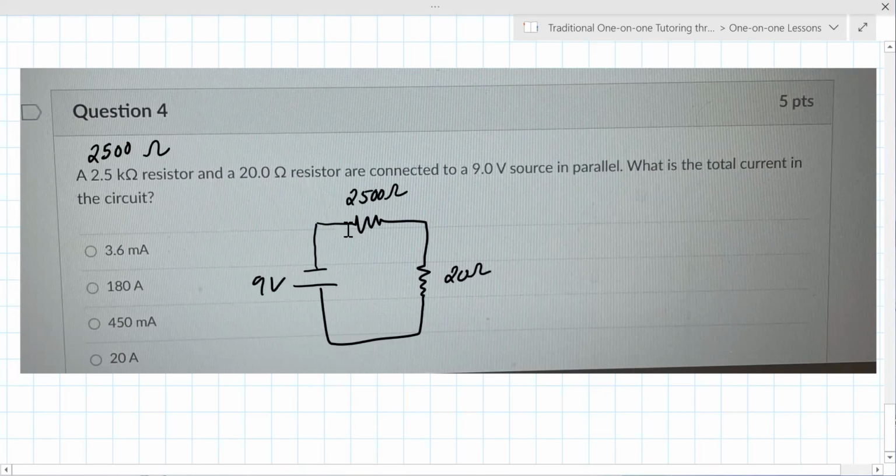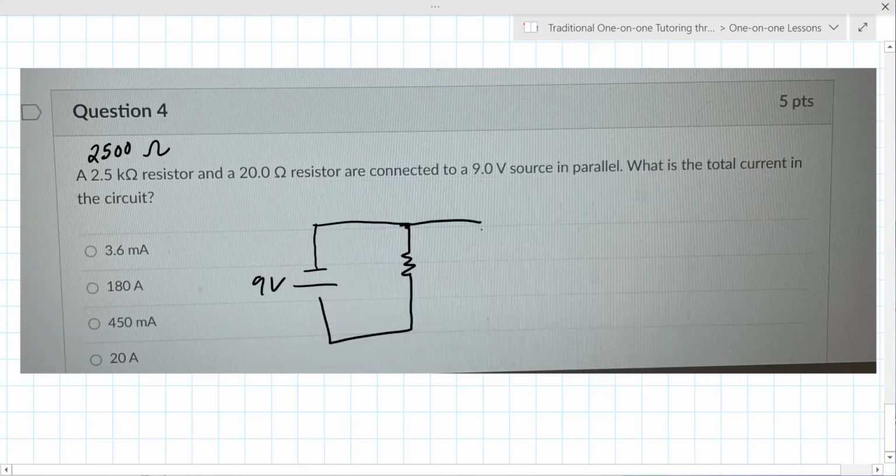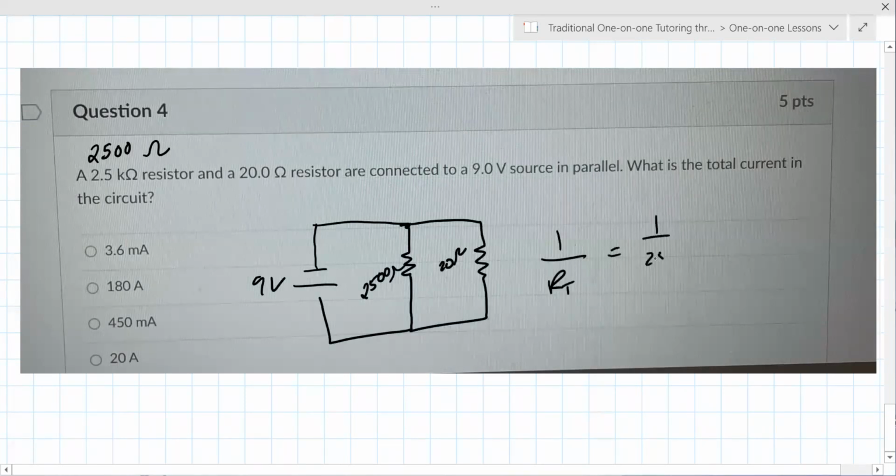Oh, they're in parallel. Sorry. So this is the wrong picture. Got to get the right picture. So there's that one. Okay, so 2,500 ohm and then a 20 ohm. So your resistance total is 1 over 2,500 plus 1 over 20.